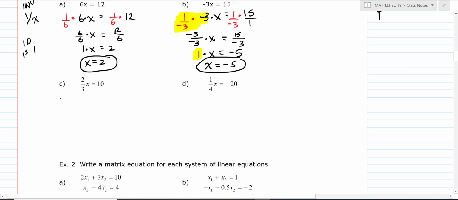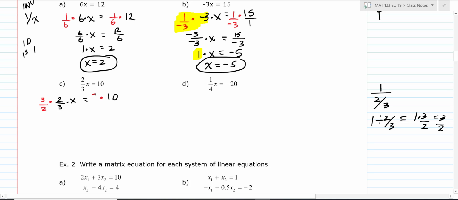Okay, they're very similar. So this one we have 2/3 times x is equal to 10. And I'm going to do something over at the side. The inverse of this is 1 over 2/3. That means 1 divided by 2/3. And we know when we divide fractions, you flip the second one and multiply like that. So you get 3/2. So you can think of the multiplicative inverse just as multiplying by the reciprocal. So I'm going to multiply both sides from the left like that.